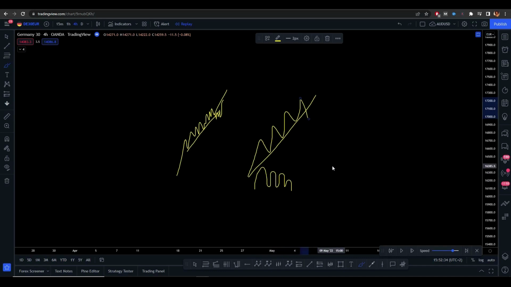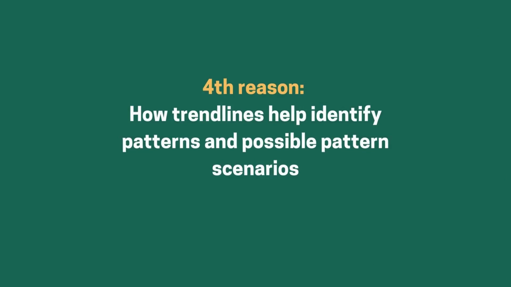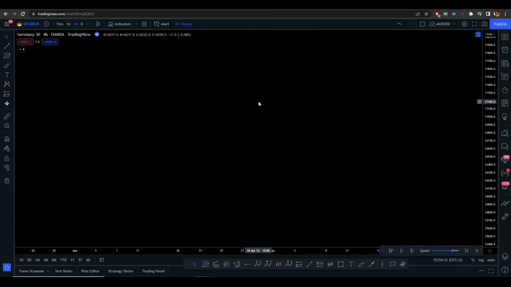Okay, these are just some of the clues and tools that one can use to assess the market and to assess what a trend line break means. Later in the video, we will look in more detail at trend line breaks and how to assess whether a trend line break is meaningful or not. Okay, now let's take a look at the fourth and last reason. This reason is related to pattern identification: how trend lines help identify patterns and possible pattern scenarios. So when a trend line breaks, it triggers you to look for possible pattern scenarios.